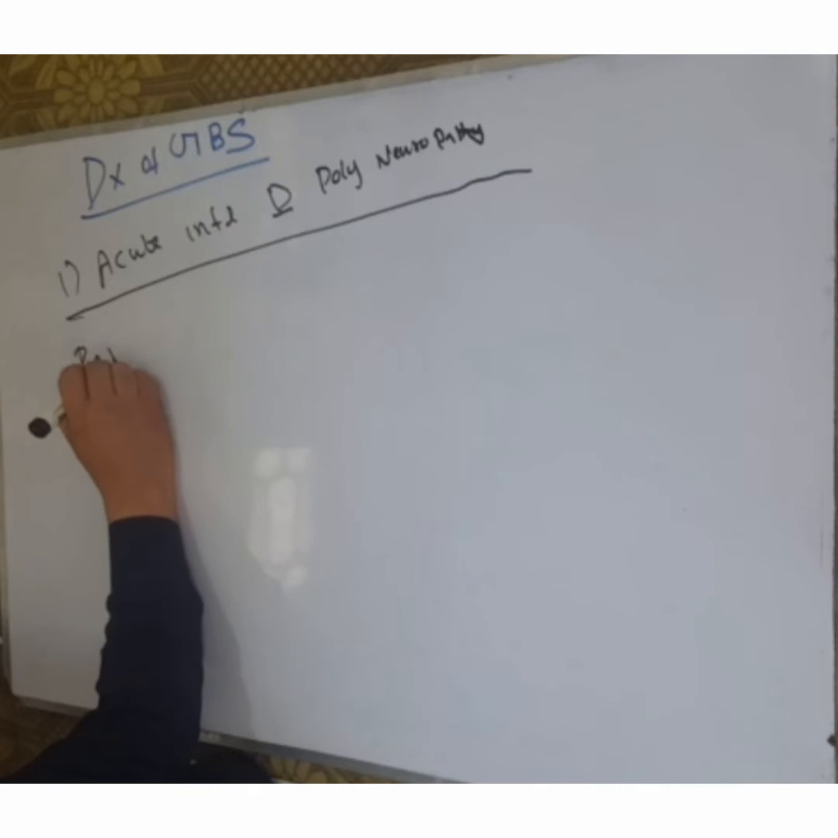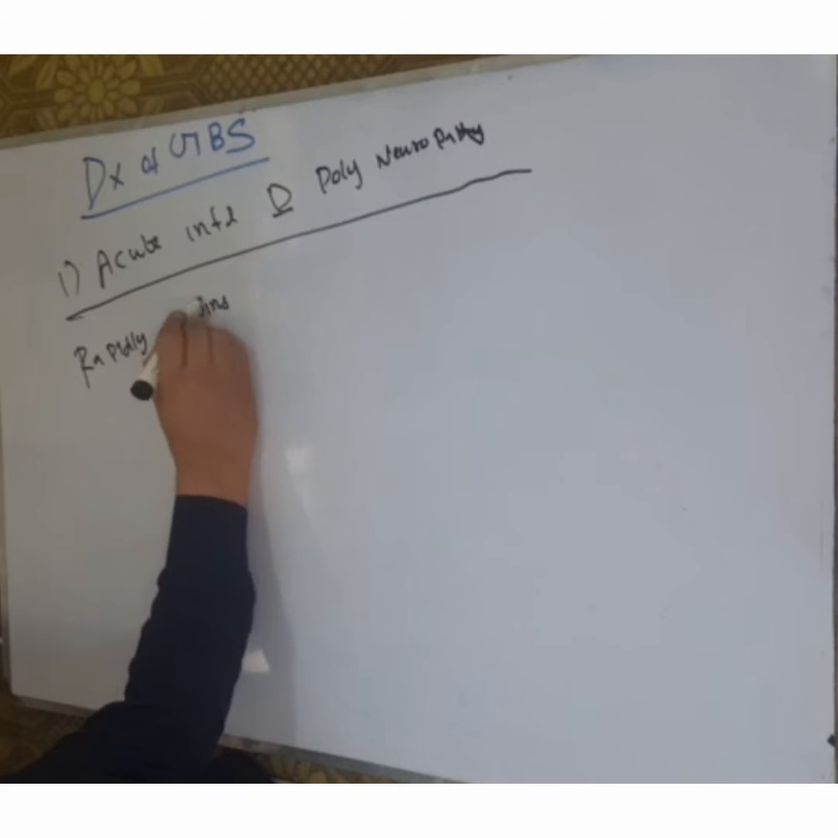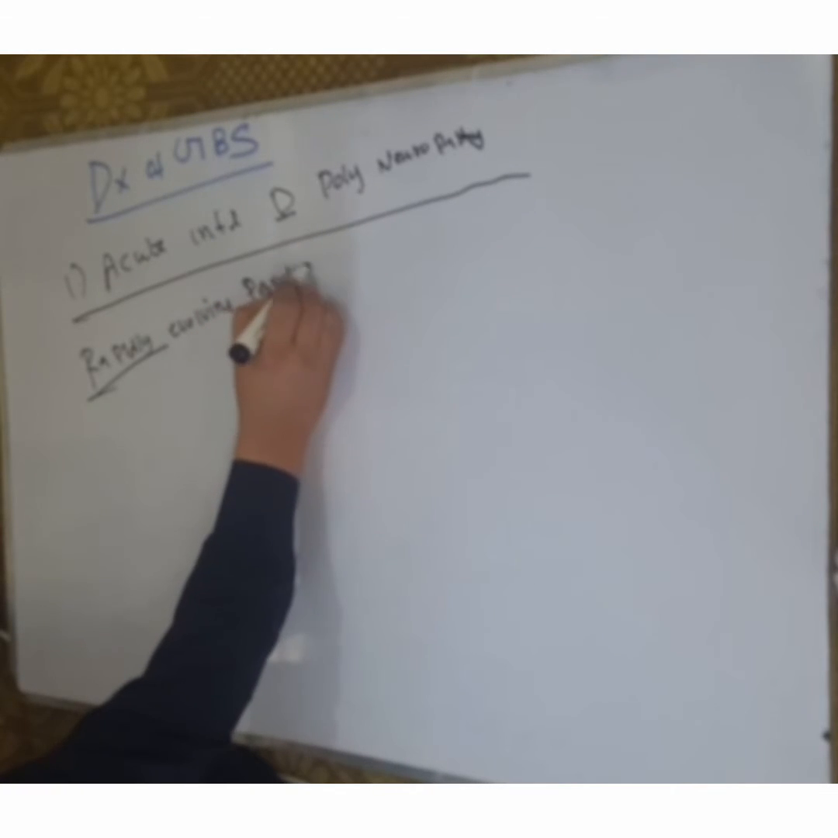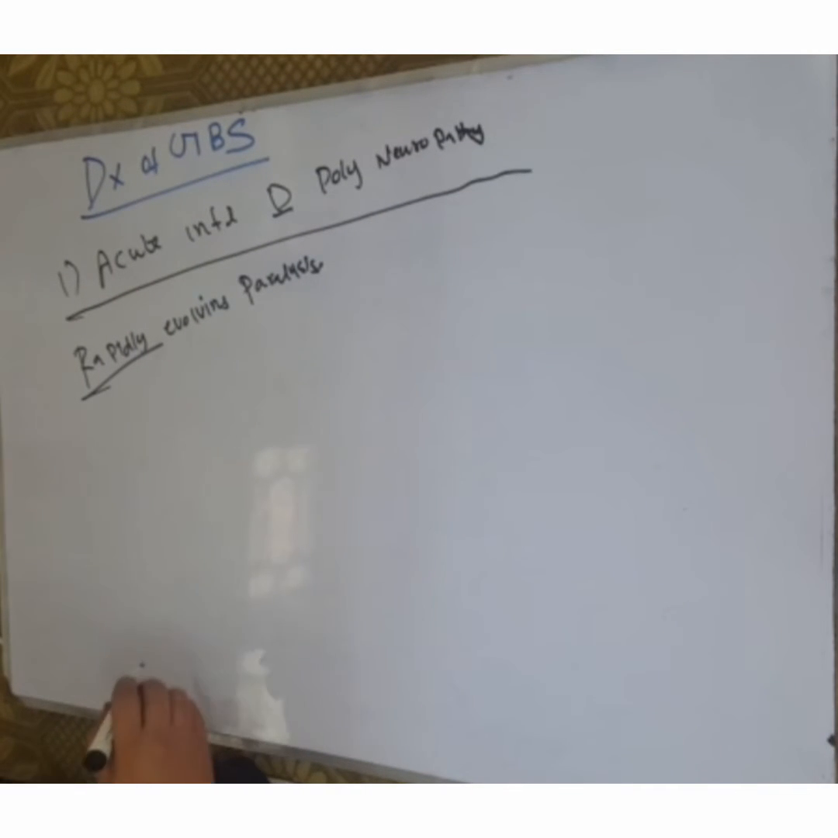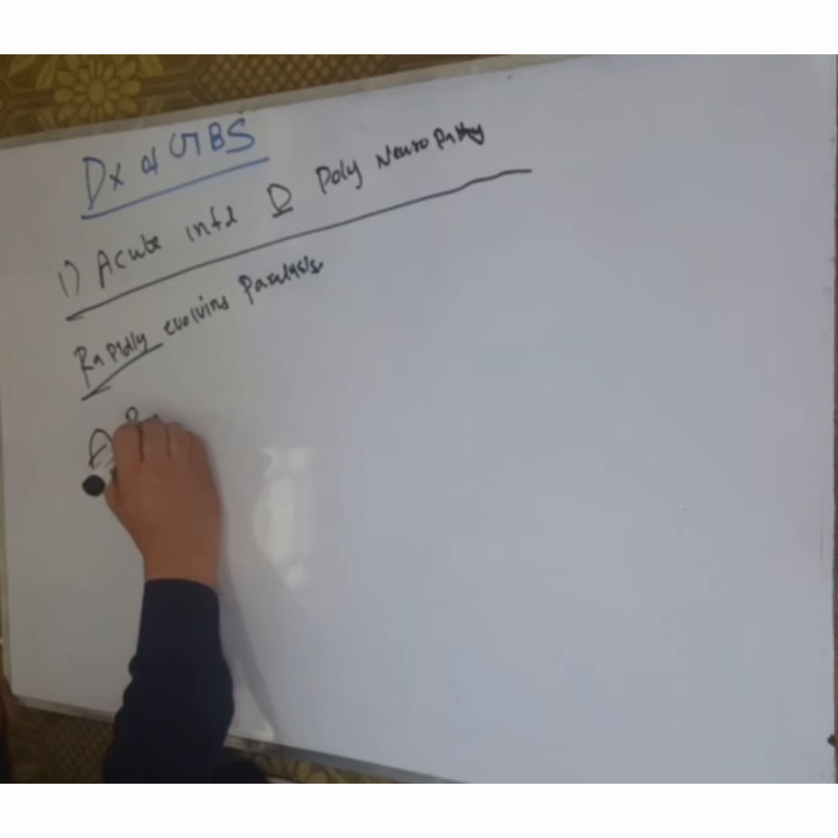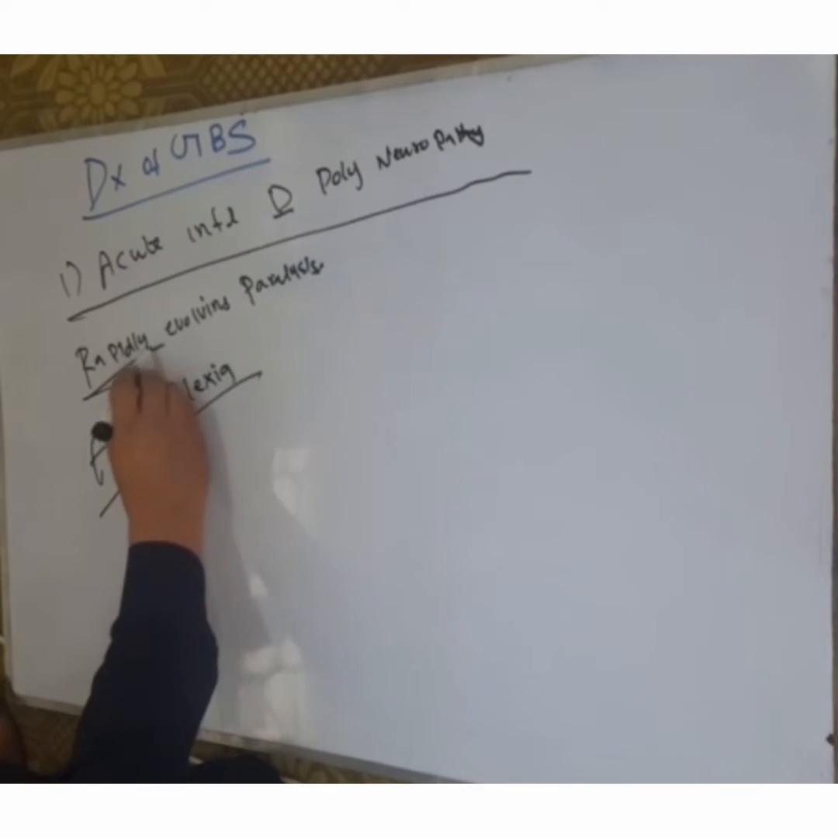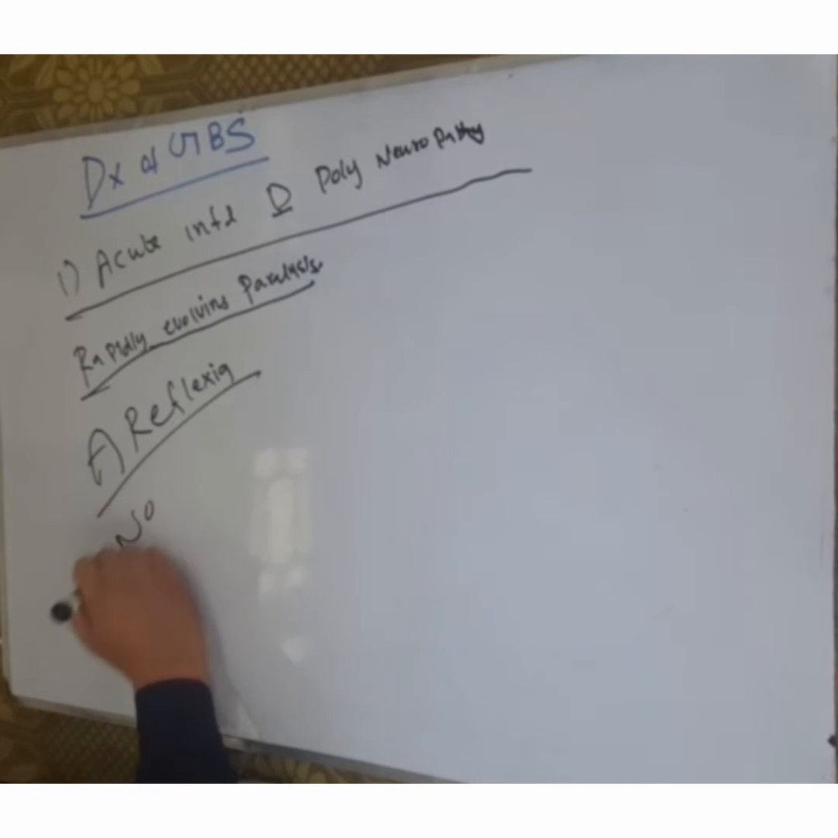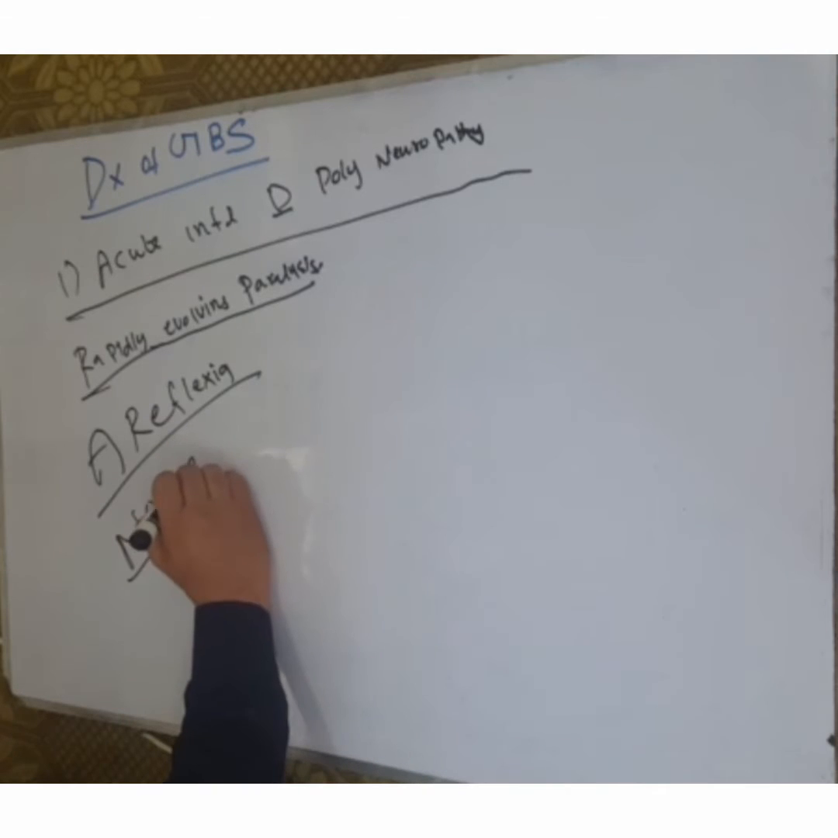Rapidly evolving paralysis, but the reflexes are not present. Areflexia is a feature. There is areflexia and rapidly evolving paralysis, but no fever in acute inflammatory demyelinating polyneuropathy, and no systemic illness.